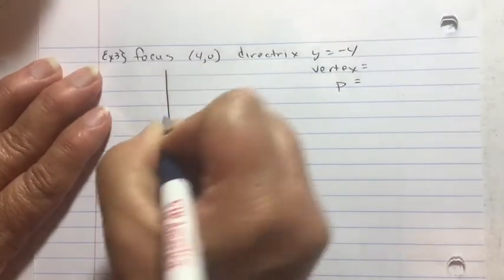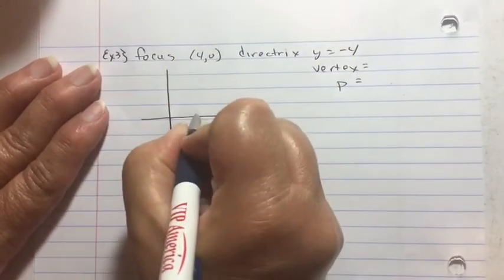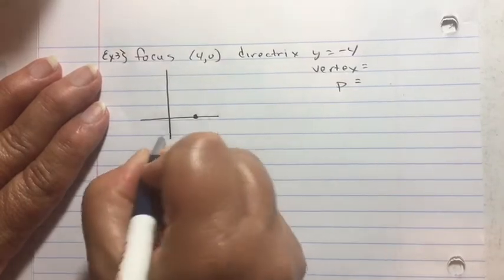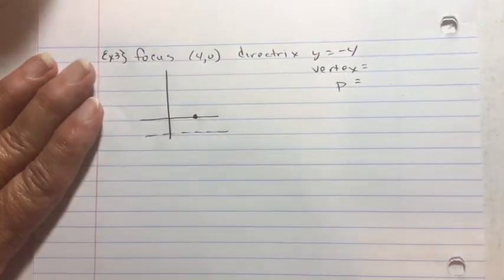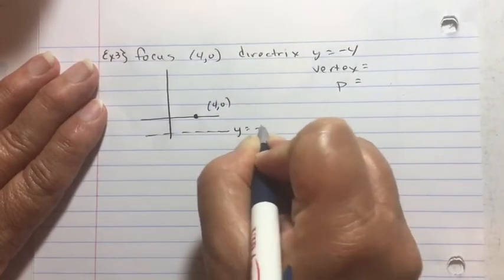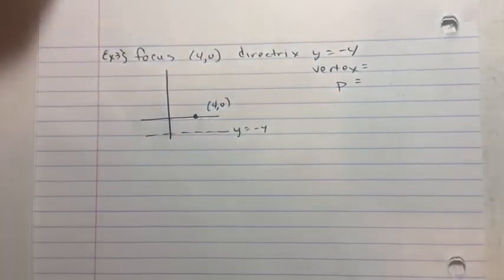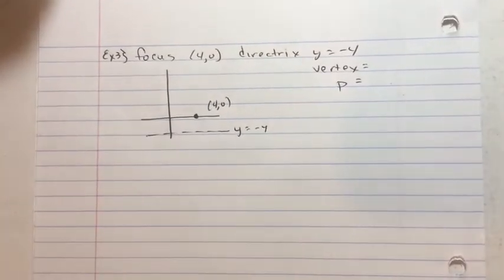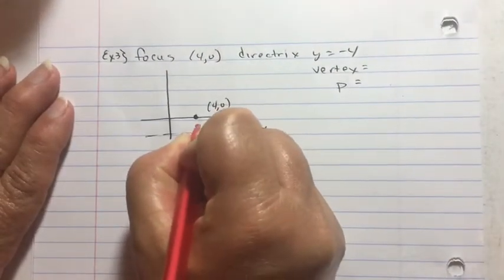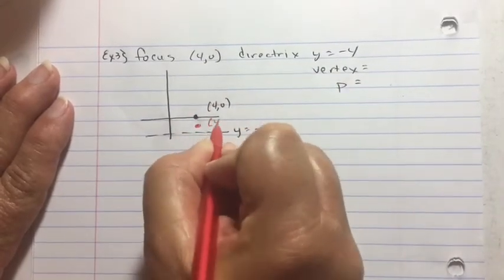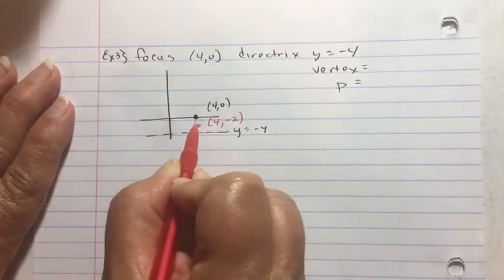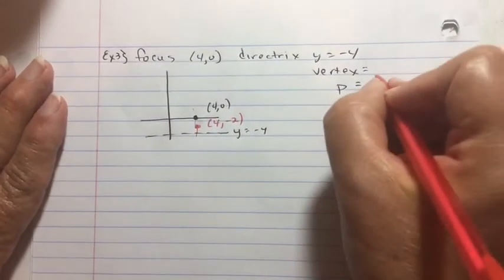Okay, so if your focus is (4, 0), it would be like right here. And if the directrix is y equals negative 4, it would be down here. So you should be able to see that those are 4 apart. So your vertex would be right in the middle, or right here. So that vertex is still on 4, but it has to go to the negative 2. That way it's 2 this way and 2 this way.